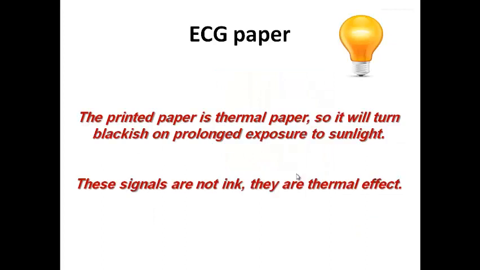We need to know that the ECG paper is a thermal paper, so it is not just an ordinary white paper. It is a thermal paper that may turn blackish on prolonged exposure to sunlight. That's why, when we have ECG papers for a patient, we don't leave them in a sunny place, because you can find the ECG paper, after leaving it for many days, has turned blackish, and the assessment of the ECG is very difficult. So the signals seen in the ECG are not ink, they are the thermal effect of the ECG machine.